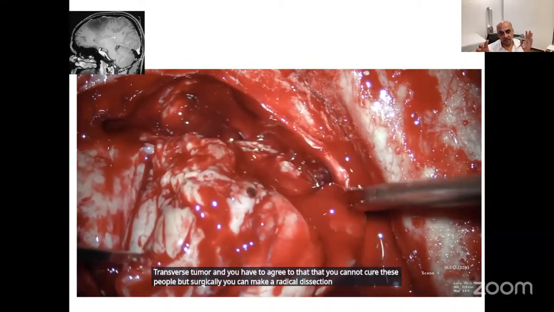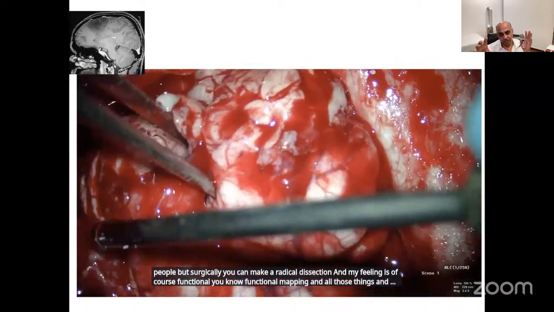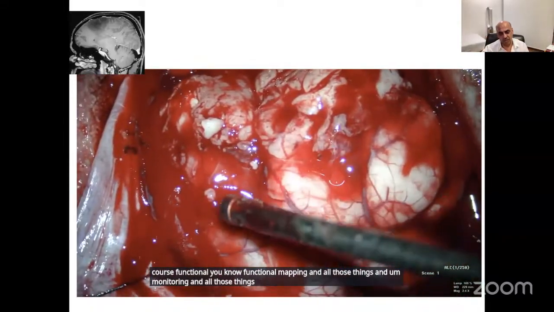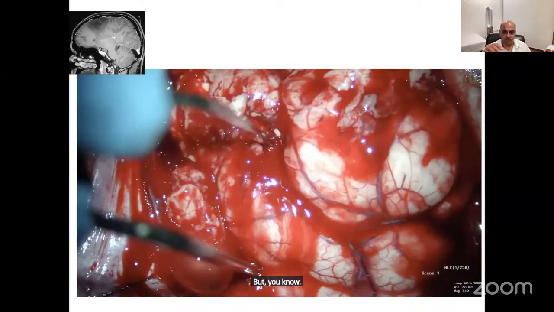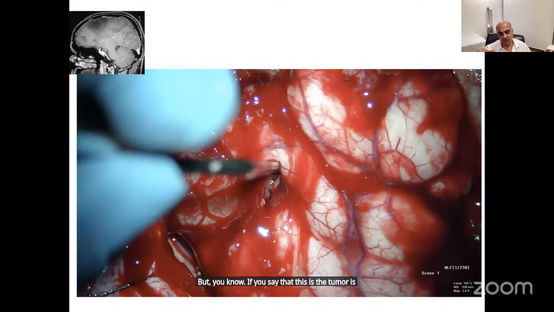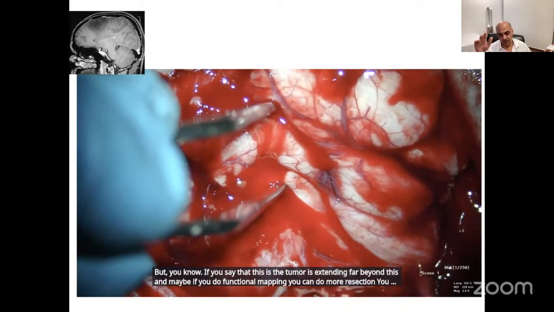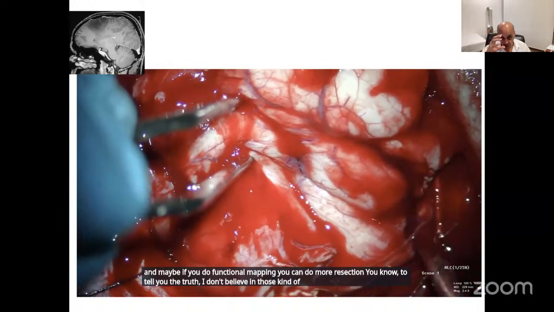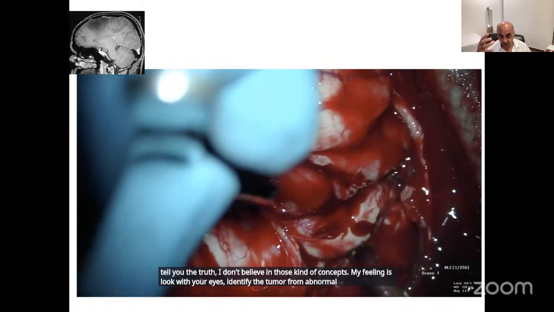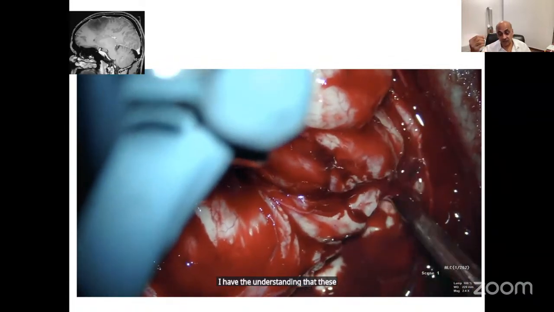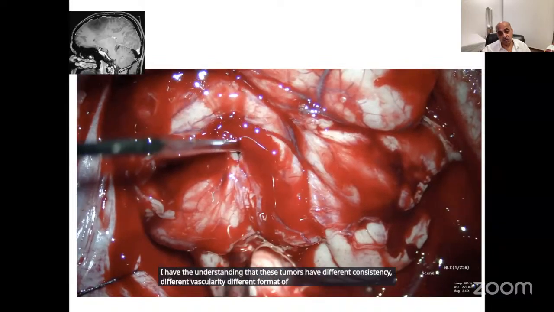And my feeling is that functional mapping and monitoring are necessary for more critical areas. But if you say that the tumor is extending far beyond this, and that if you do functional mapping you can do more resection, to tell you the truth, I don't believe in those concepts. My feeling is, look with your eyes and identify the tumor from the abnormal. I understand that these tumors have different consistency, different vascularity, and a different format of dissection, and you can develop a plane of dissection.